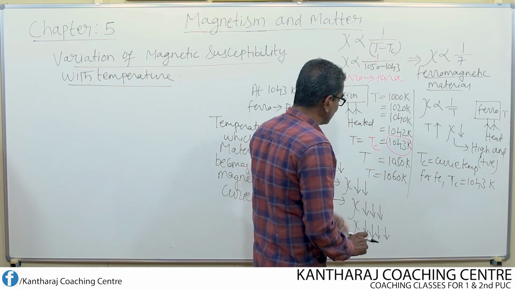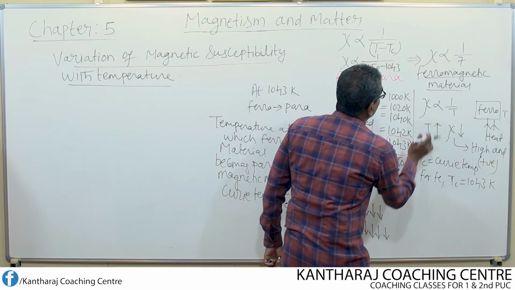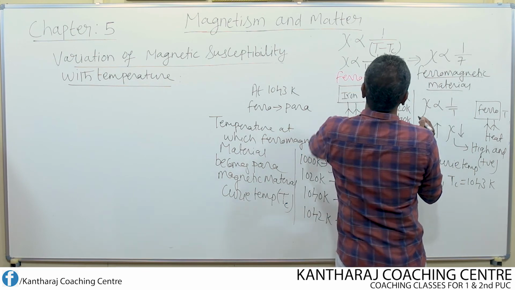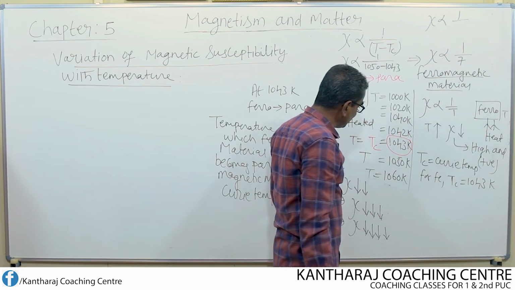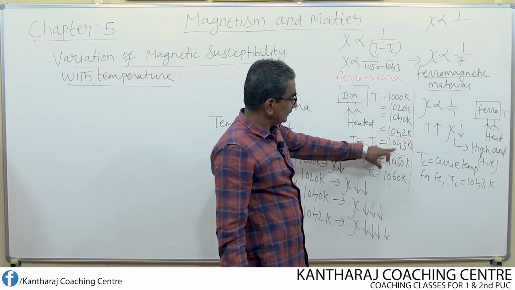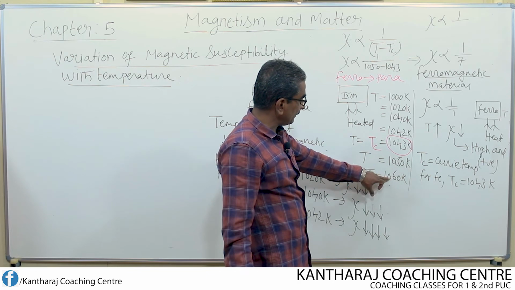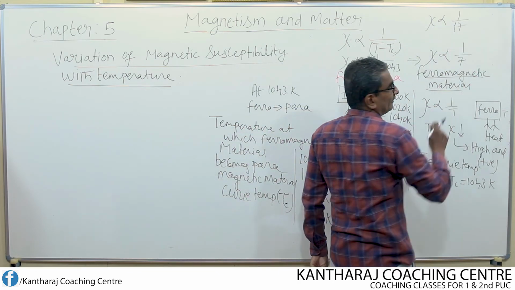Now on heating this further to, let us say, 1060 Kelvin, how does the susceptibility vary now? Susceptibility in this case varies inversely with excess of temperature. Excess means 1060 minus 1043. If I subtract 1043 from 1060, excess of temperature is only 17 Kelvin.